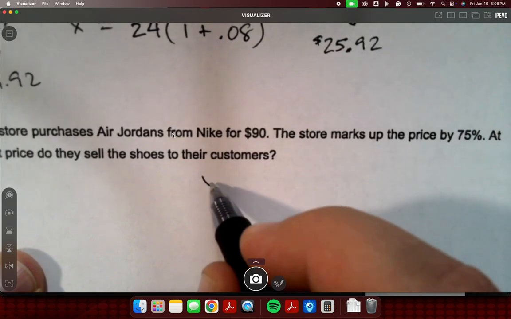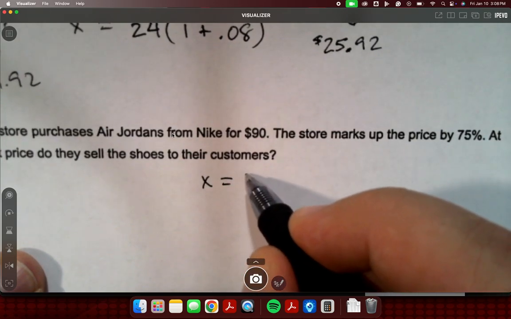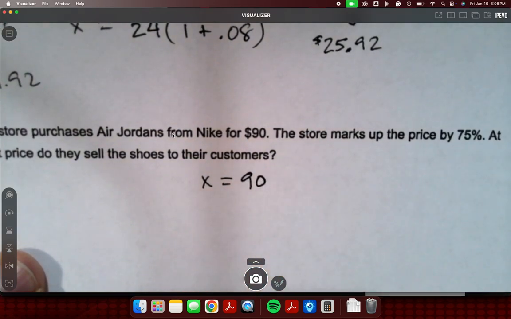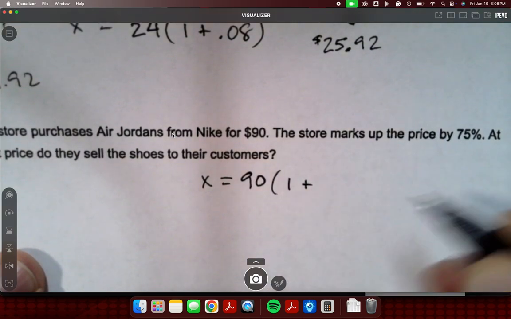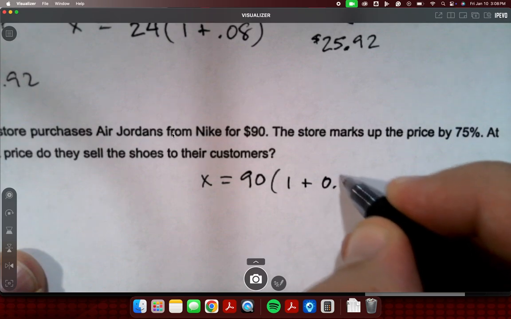So we use the same formula. The original price for them is $90. That's how much it costs Target to buy it from Nike. And then we do 1 plus, change that to a decimal, 0.75.